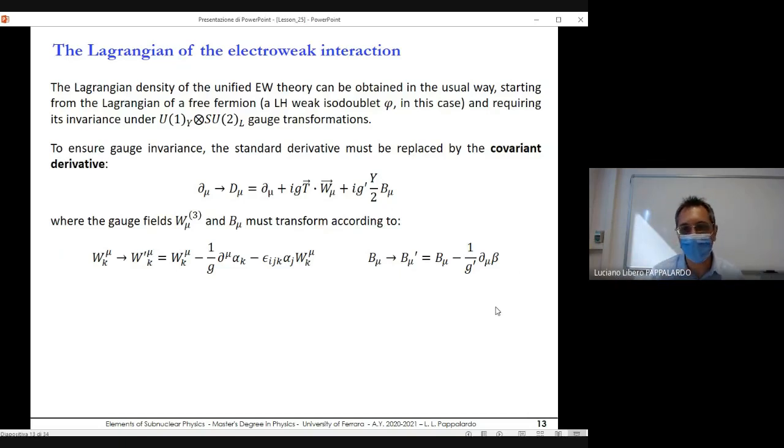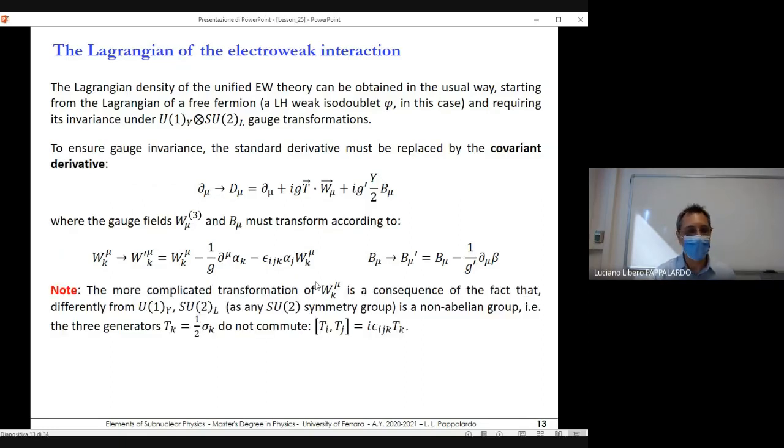And as you know, these gauge bosons have to transform properly in order to preserve the gauge invariance. For the B, it is simple. It is just the same kind of transformation that we already have for the photon in QED. For the W, it is a bit more complicated. We have an additional term with the structure constant of the electroweak theory, and this resembles pretty much the transformation of the gluons, if you remember. The reason why this is more complicated is that SU(2) left, like any SU(2) gauge transformation, is non-abelian, like SU(3) color. And this is the reason why we have this additional term in the transformation rule for our gauge bosons.